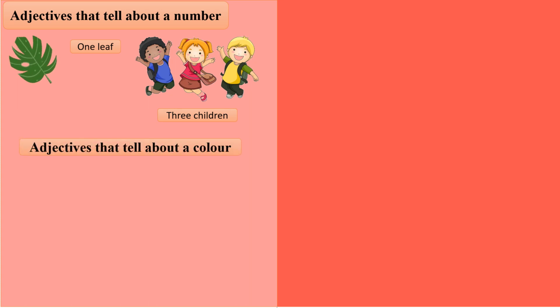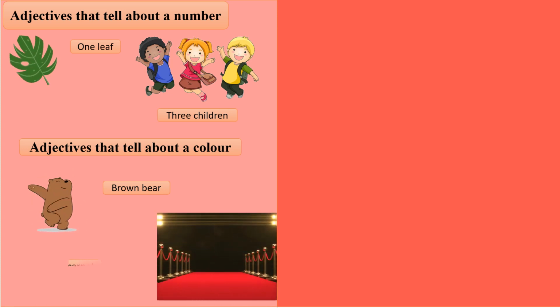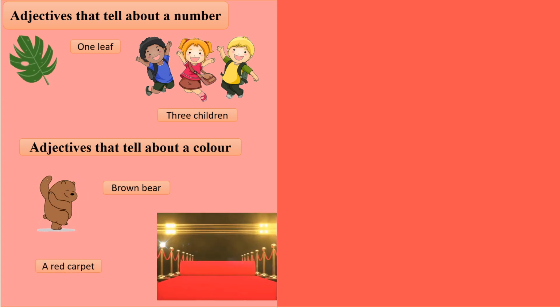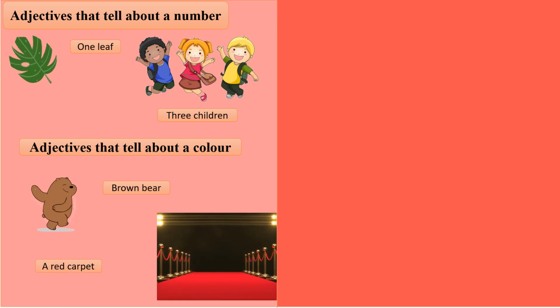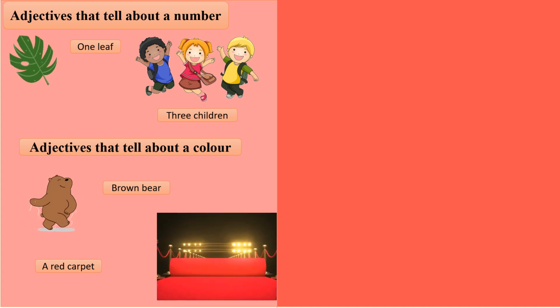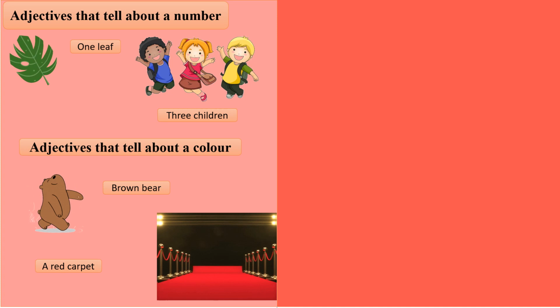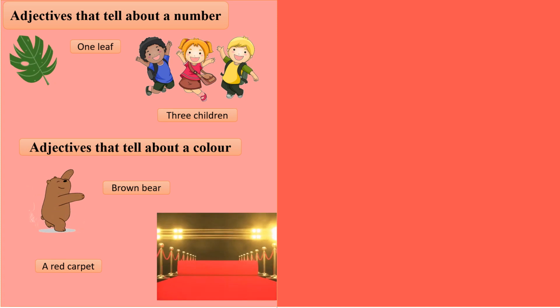Color. It also describes the color. For example, here comes the bear. And what is the color of the bear? Yes, brown. So the brown bear. Carpet, a red carpet. So the word red describes the carpet. The word brown describes the bear. So adjective that tells about a color.